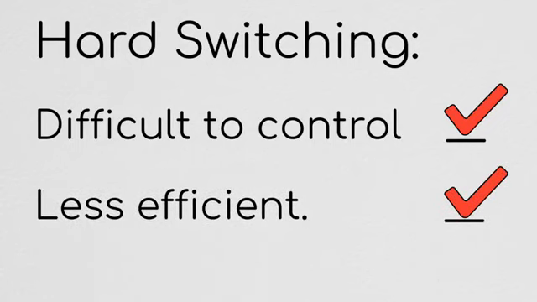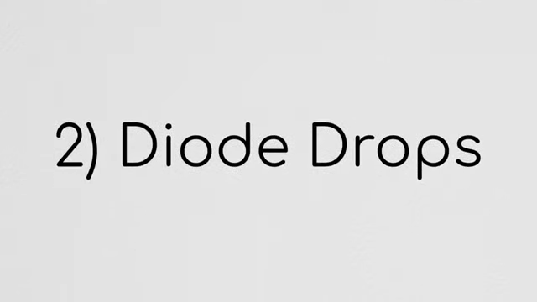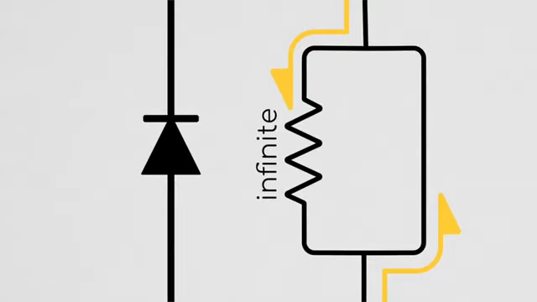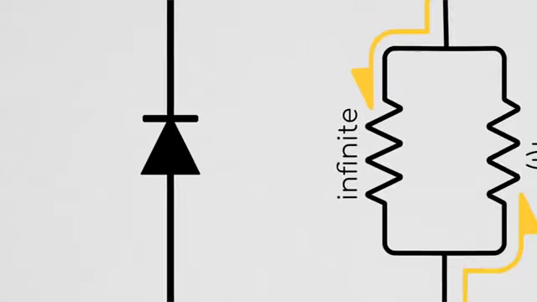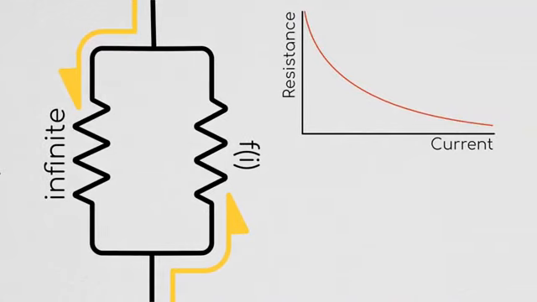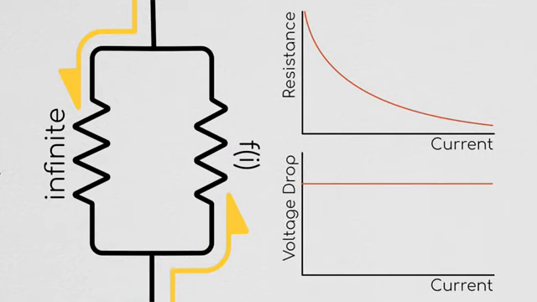These issues of hard switching are further exacerbated by our other source of difference, diode drops. I don't know about you, but when I first heard about diodes, I understood them to be components with infinite resistance in one direction and zero resistance in the other. But this isn't quite true. When current flows along the direction that a diode allows, it has a resistance that is inversely proportional to the current flowing through it. What this means is that, regardless of if you have 1 milliamp or 5 amps running through your diode, you will have a constant voltage drop across it.